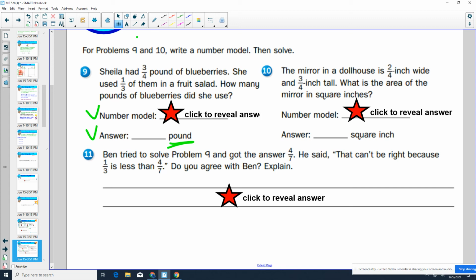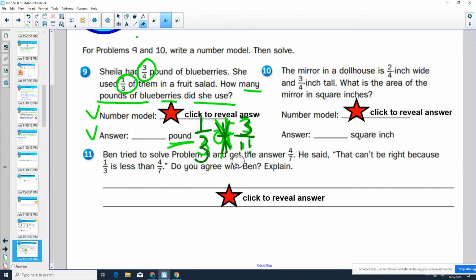So it says Sheila had 3/4 pounds of blueberries. So I'm going to circle that number. That she used 1/3 of them in a fruit salad. How many pounds of blueberries did she use? So I see 1/3 of 3/4. And I know that when I find a fraction of a fraction, it just simply means to multiply. So go with a different color here. So then I would multiply straight across.